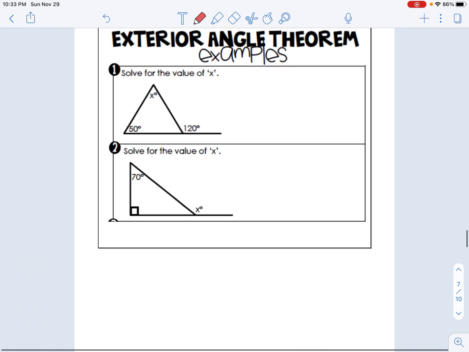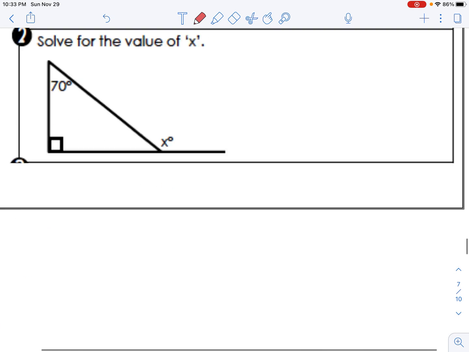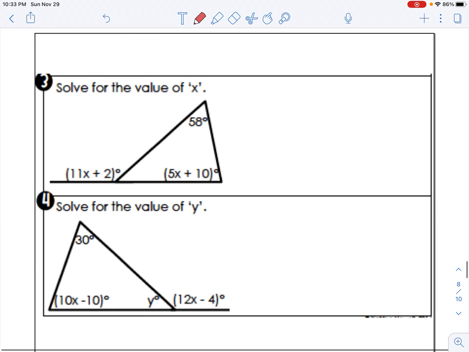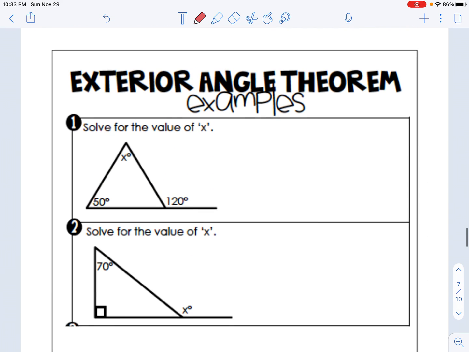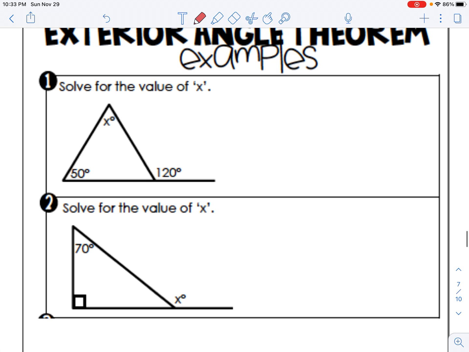Why don't you guys pause the video quick and get some practice. Why don't you practice the last four? Go through, set up the last four, try them out. I'll go through them. So we're going to solve for the value of x. The outside angle is equal to the two opposite interior angles added together.